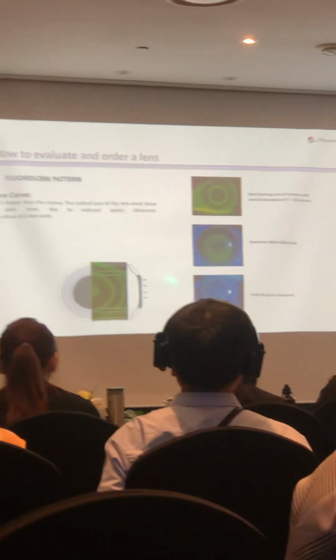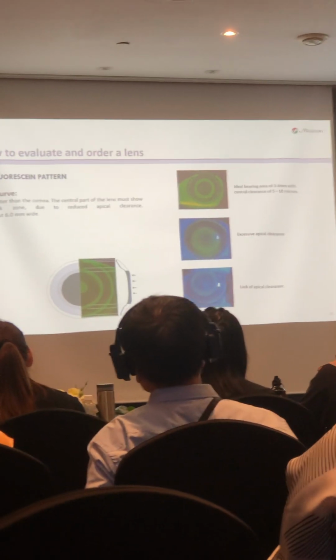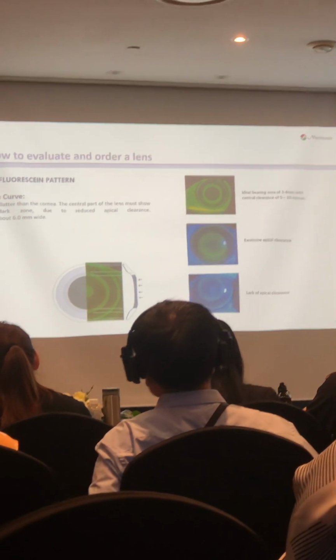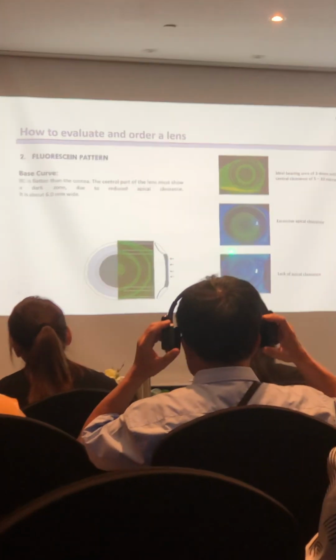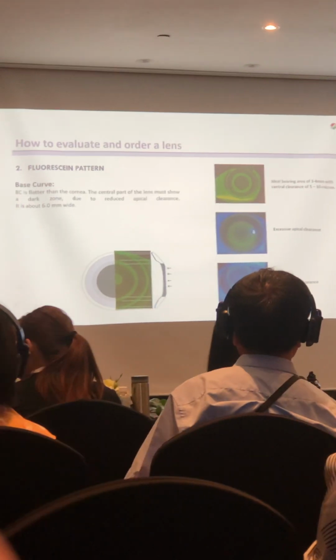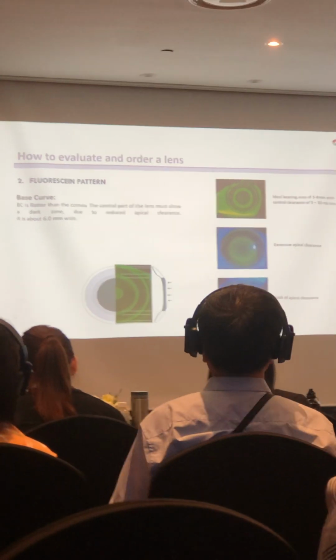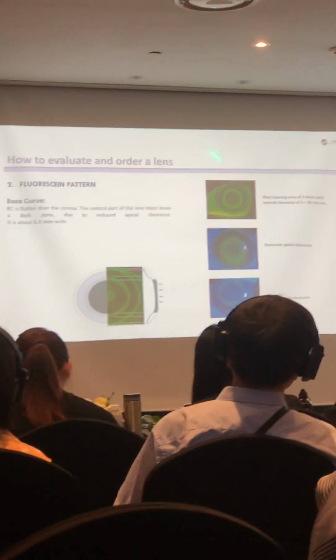For this example, you can see it's kind of central pooling. So it's too much, the central clearance is too much. And for this one, I'm not sure whether you can see some touching or not. That indicates there's a lack of optical clearance. We don't want that to happen either. So we want something like this.